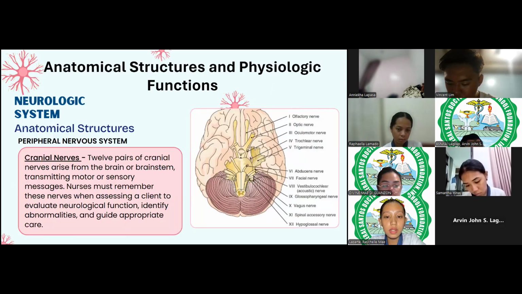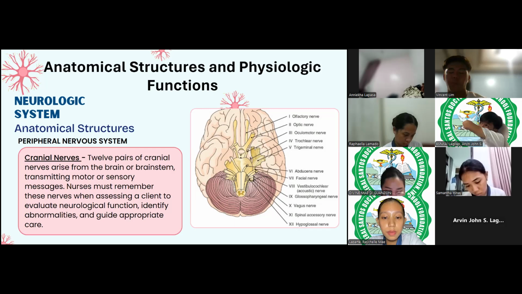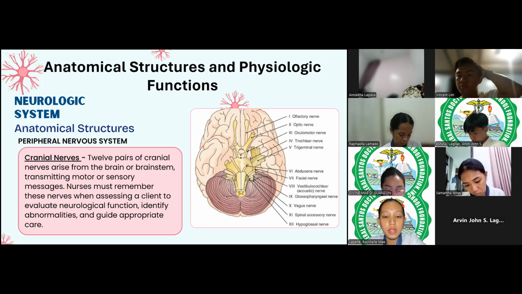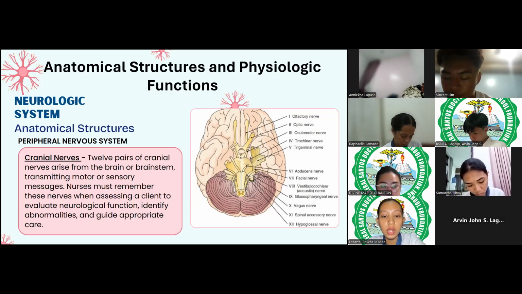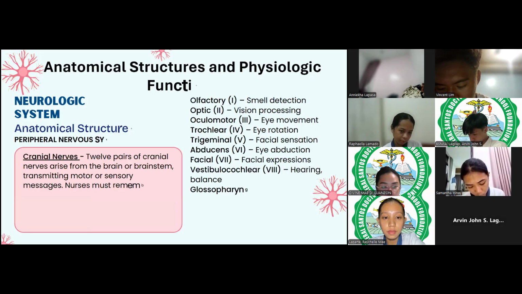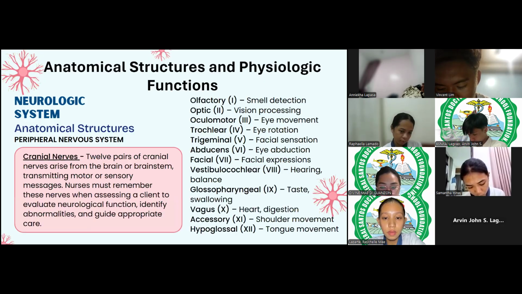So under the peripheral nervous system, we have the cranial nerves. These are the 12 pairs of cranial nerves that arise from the brain or the brainstem, transmitting motor or sensory messages. Nurses must remember these nerves when assessing a client to evaluate neurologic function, identify abnormalities, and guide appropriate care. So these are the 12 cranial nerves.